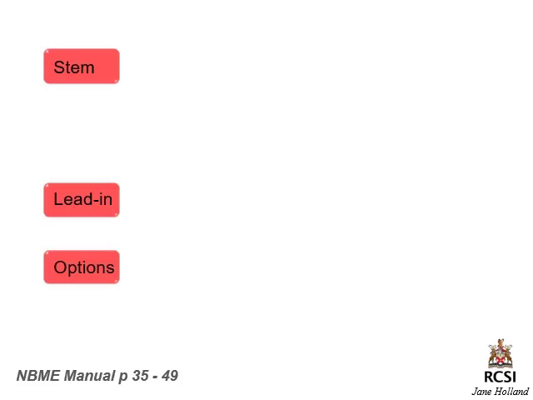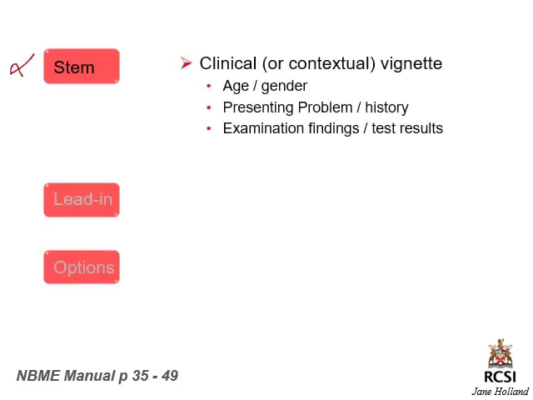So when writing a single best answer question, there are those 3 elements. You have the stem, which is going to be your clinical vignette. And again, just think about patients you've seen in the emergency department, in the outpatients, on the wards. Think about those typical or sometimes not so typical clinical presentations. What's the relevant age, gender, presenting complaint or presenting problem, any relevant history, any relevant examination findings or test results. So just think about patients that you've seen, either in the more recent or in the more distant past, as examples of clinical or contextual vignettes that you can use.